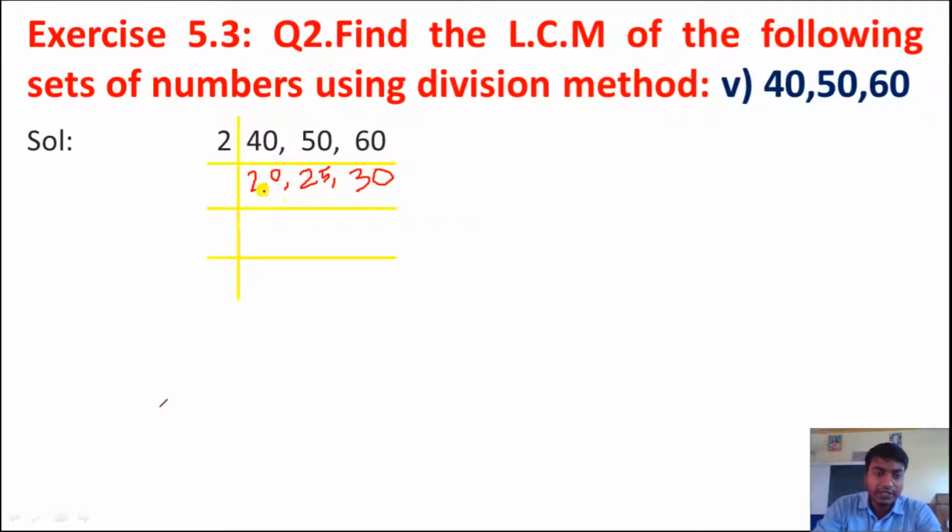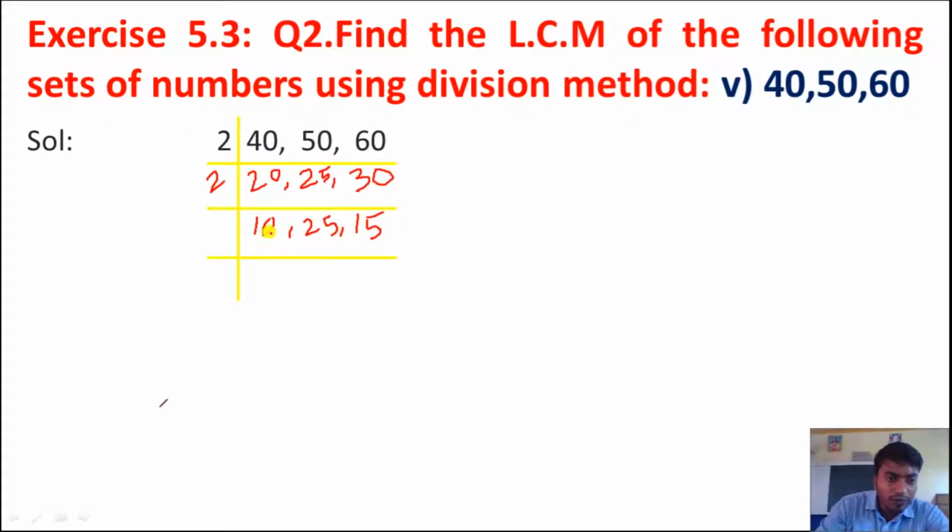Now here you can see 20 and 30 we can divide by 2, but 25 we cannot divide by 2. As it is mentioned in the step, at least two numbers should be divisible. So we will take 2 because 2 is dividing at least two numbers. 20 and 30 we can divide by 2. Now divide: 2 1 2, 0 as it is. 25 we cannot divide by 2, so as it is we have to write this 25 here.